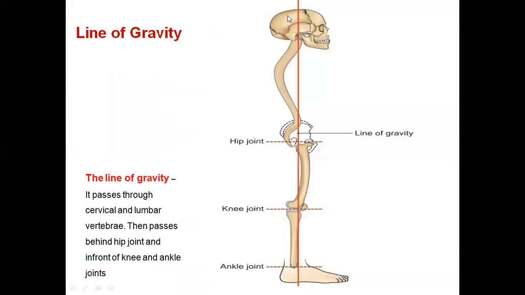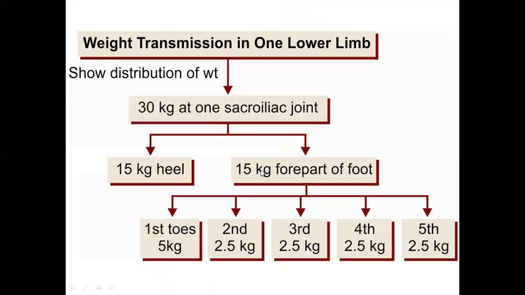Now let us see how the line of gravity moves. It passes through the cervical vertebrae and lumbar vertebrae, and then passes behind the hip joint and in front of the knee and ankle joints.